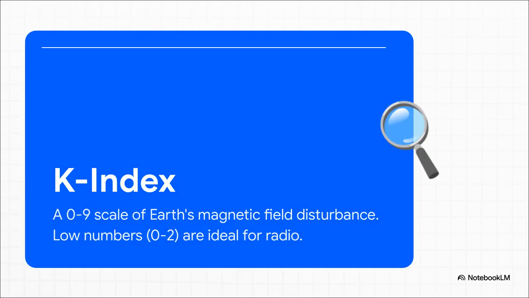For instance, check out this one metric HamDash shows you, the K index. The easiest way to think about it is like a turbulence report for the planet's magnetic field. If that number is high, say 5 or more, things are stormy and radio signals get all scrambled. But if it's low, like a 0, 1, or 2, it means conditions are quiet and calm. Absolutely perfect for talking to someone on the other side of the world.